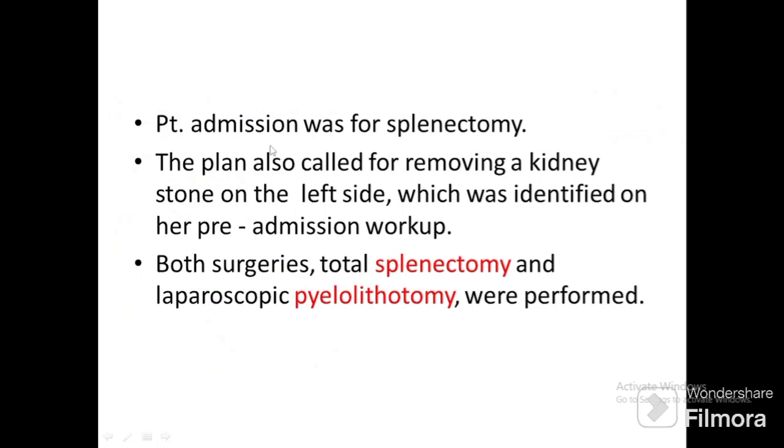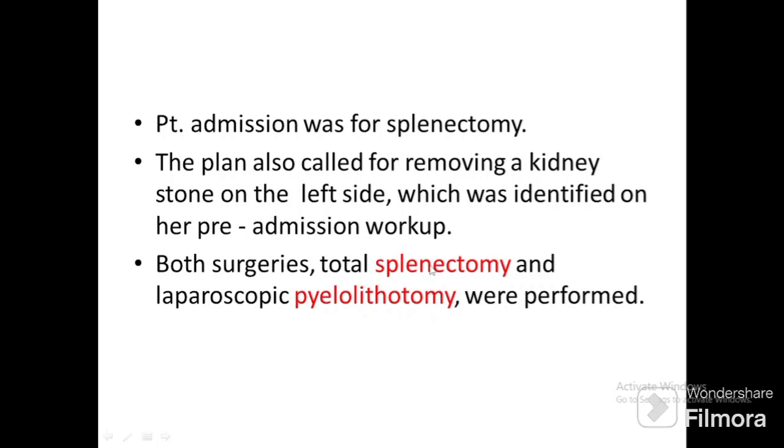And next, patient admission was for splenectomy. So the plan also called for removing a kidney stone on the left side, which was identified on her pre-admission workup. So both surgeries, total splenectomy and laparoscopic pyelolithotomy, were performed. So here two procedures are being done. One is splenectomy and the other is pyelolithotomy. So which one is the principal procedure here out of these two? The splenectomy will be the principal procedure, because here the patient was admitted for splenectomy. Hence, total splenectomy will be the principal procedure.